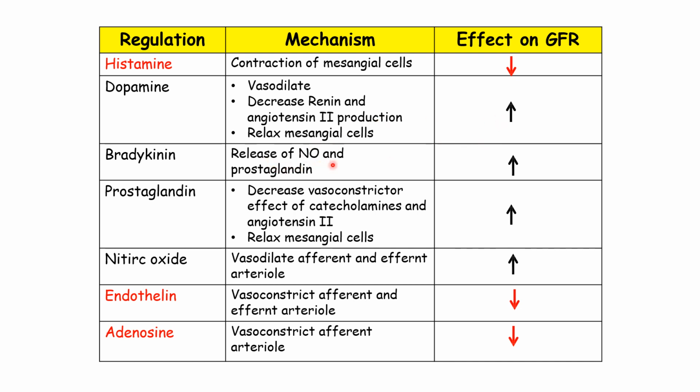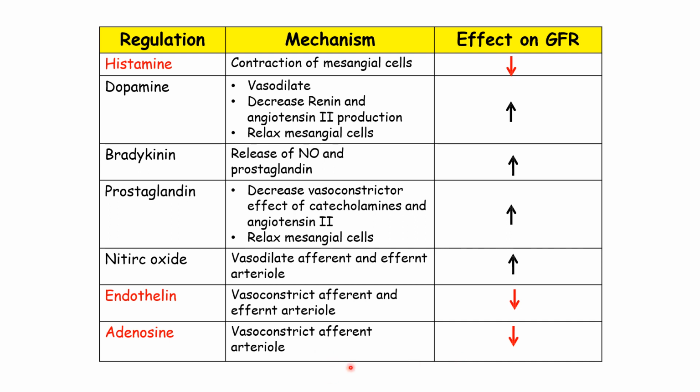Bradykinin causes release of nitric oxide and prostaglandin, again causing increased GFR. Prostaglandin decreases the vasoconstrictor effect of catecholamines and angiotensin II and relaxes the mesangial cells, which leads to increased GFR. Nitric oxide vasodilates both the arterioles, increasing GFR. Endothelin and adenosine cause vasoconstriction of the afferent arteriole, which leads to again decreased GFR.